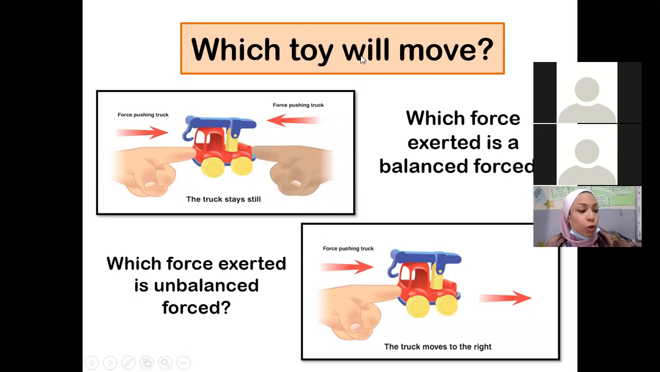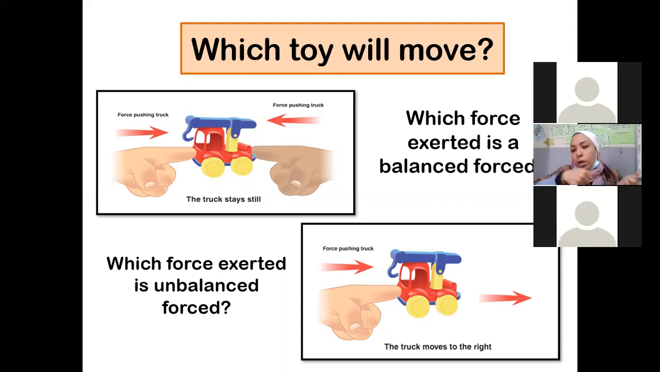It's like when you play tug of war. What will happen if both teams are equally strong? Will the rope move? No. But if one of the teams is stronger than the other, what will happen? The other team. Yes. The other team will move. Yes, the rope will be moved towards the stronger team.